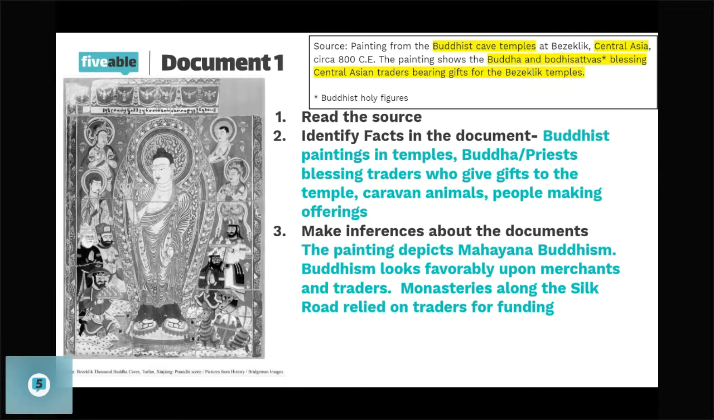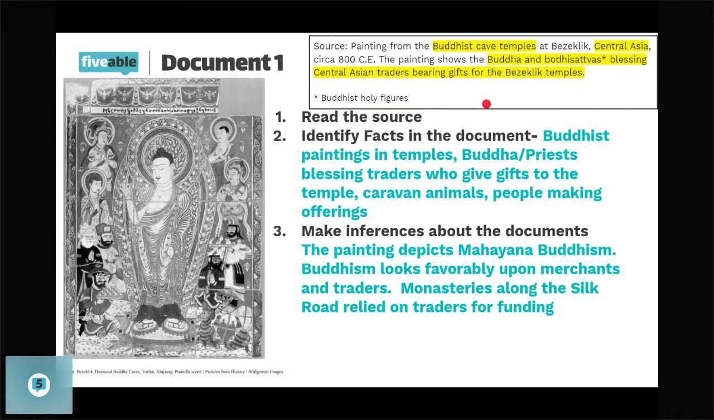Okay, so the Buddhist cave temples in Bezeklik, Central Asia, about 800 CE. The painting shows the Buddha and Bodhisattvas blessing Central Asian traders bearing gifts for the Bezeklik temples. I think we know who Buddha is. Bodhisattvas are priests. It says Buddhist holy figures. With Mahayana Buddhism, one of the branches of Buddhism, they start to develop not just your regular Buddhist monks, but more of priests that stop their journey to nirvana to help others reach nirvana. So that's what those are.